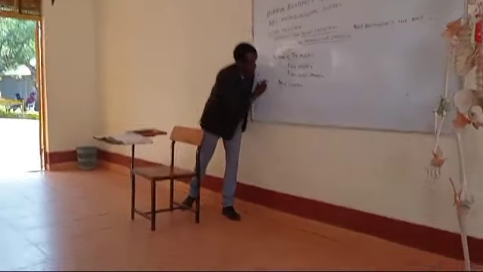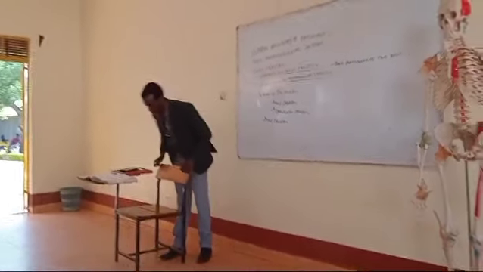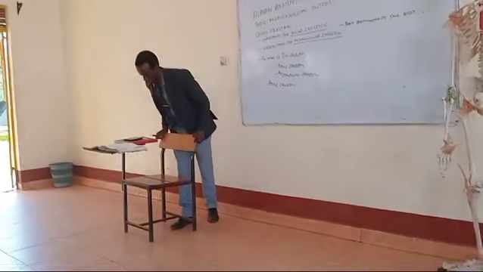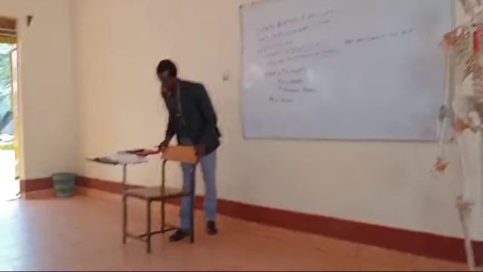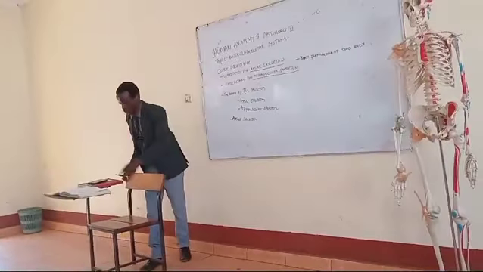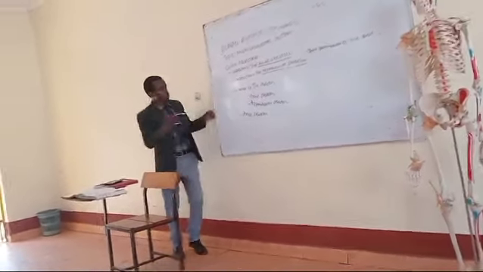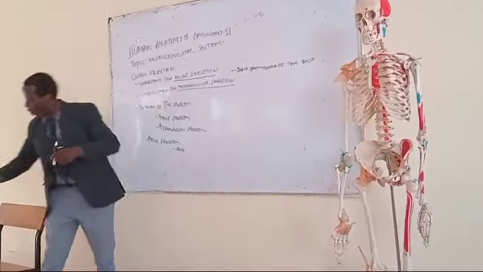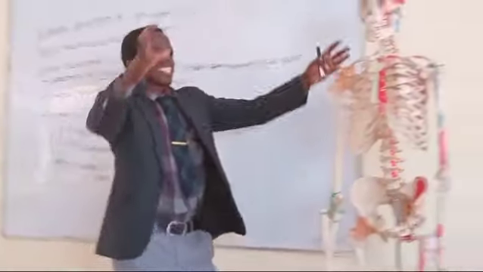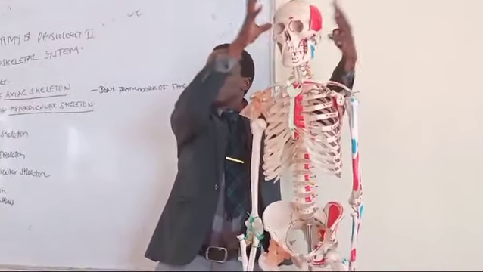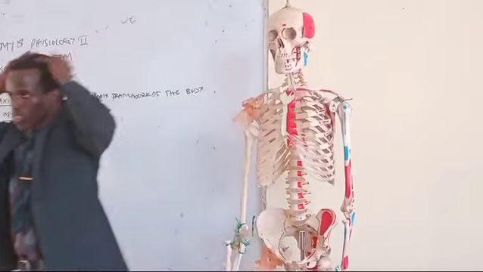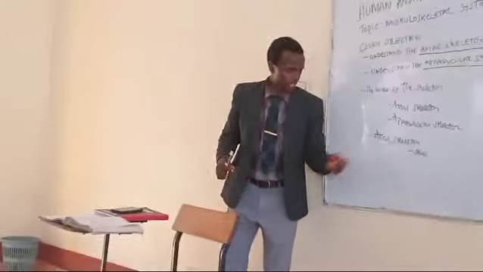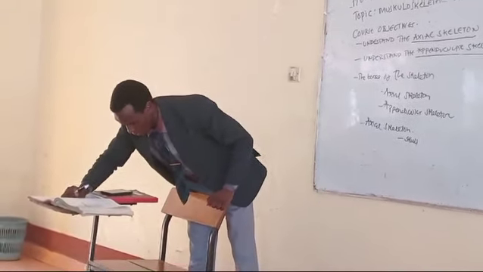Now let us proceed and look at what we mean by the axial skeleton. The axial skeleton, so called because it is the axis or central core of the skeleton, consists of the skull. When we talk about the skull, this is the skull. The axial skeleton consists of the skull.